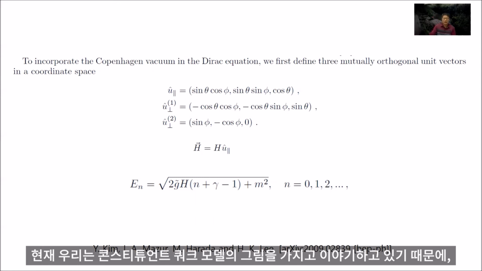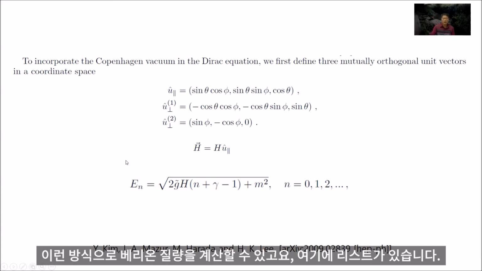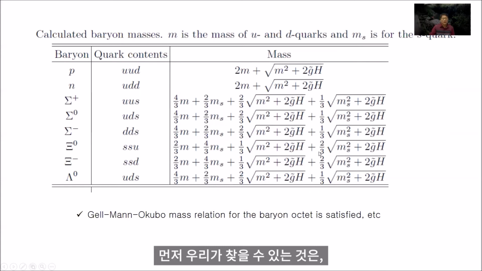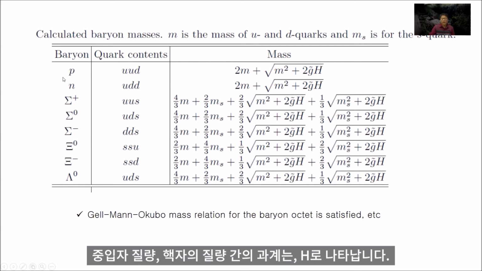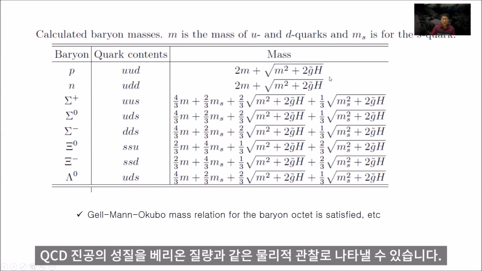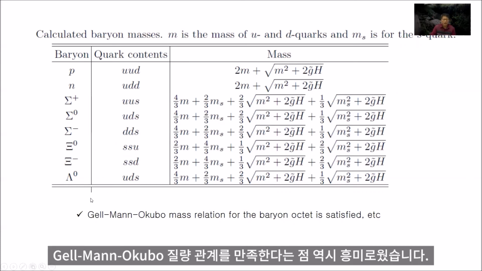Now, since we are working with the constituent quark model picture, in our case, the mass of the nucleon is the sum of three ground state energies of quarks. This way we calculate the baryon masses, and they are listed here. First we can find the relation between the baryon mass or nuclear mass with H, which characterizes the QCD vacuum. This way we can connect QCD vacuum properties to physical observables such as the baryon masses. And here, our results satisfy the Gell-Mann-Okubo mass relation for the baryon octet. That is also interesting.